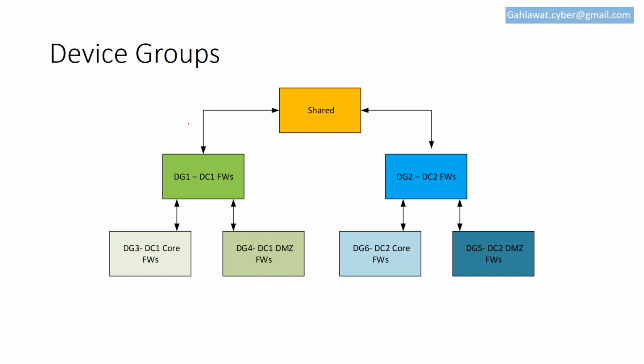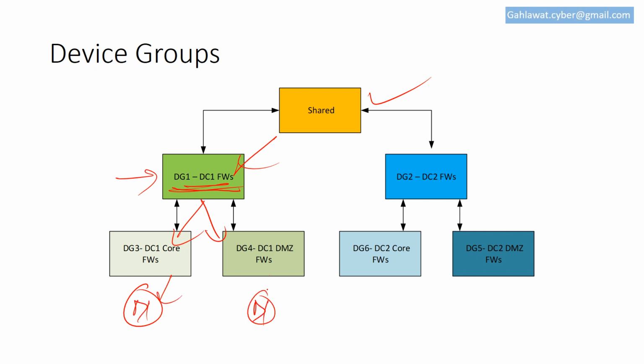So how this will impact the firewall is, now let's say based on this hierarchy we have the shared one at the top, then one device group for the DC1 firewalls, which is a child of shared, and then this DC1 device group has two device groups which are its children. Then the individual firewalls are assigned to these device groups for the DC1. Same for DC2 as well.